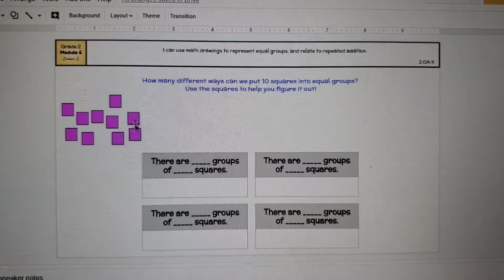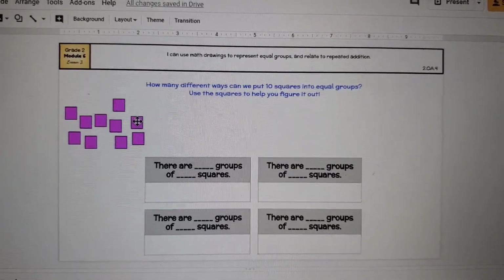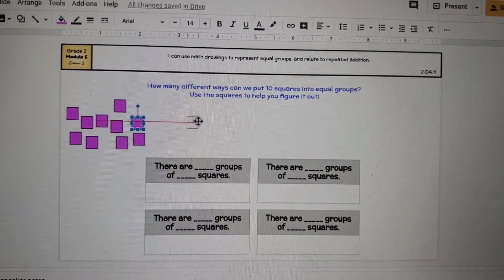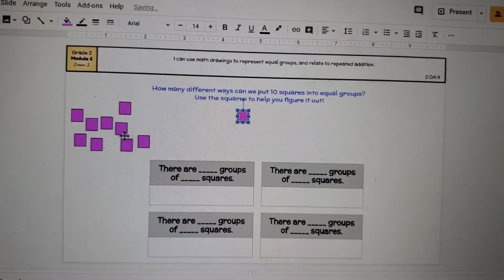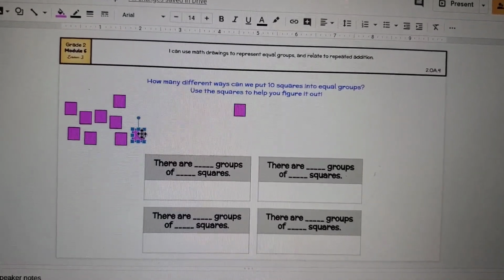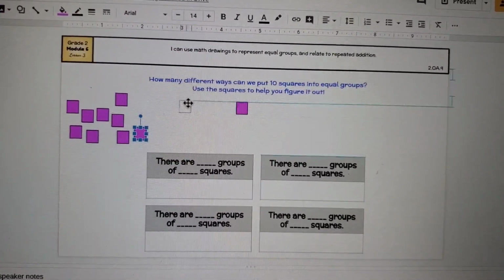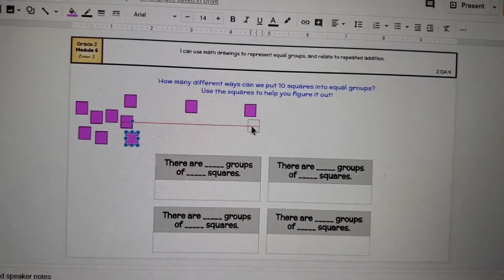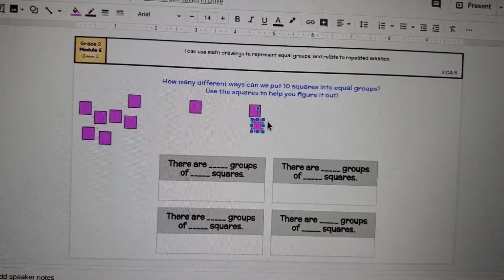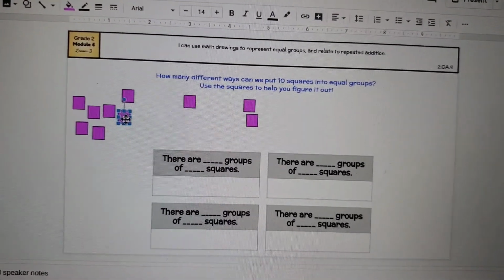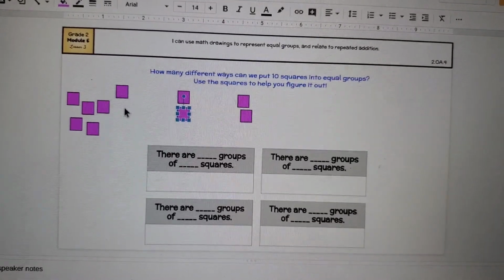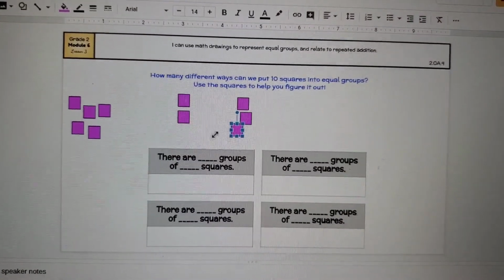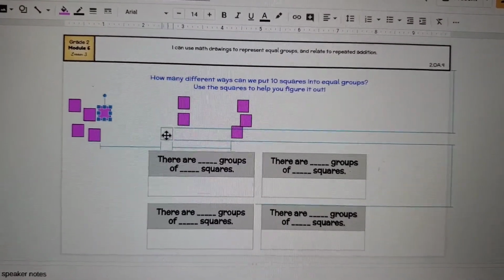So these squares move around, and let's see if I can put them into 2 equal groups. So I'm going to put 1 square here. Square here. And I'm going to put them into 2 different groups, one at a time. So I have 1, 2, 1, 2, in each group.